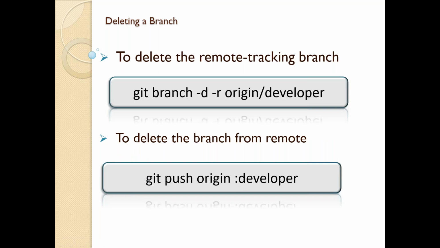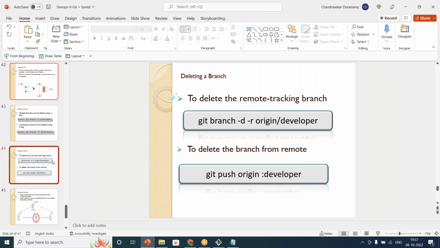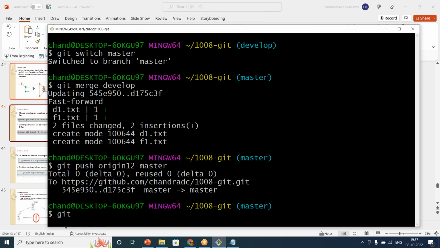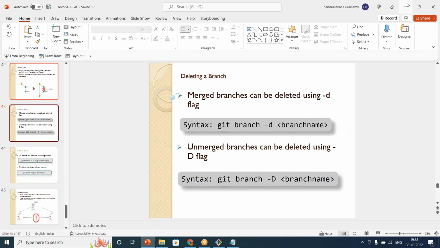Okay, delete the branch. And then you can delete the remote tracking branch also. You can delete it like this: git branch -d -r origin, and you can remove the tracking. And to remove from the remote repository, you have to do this. Let's go and do it one by one. First, git branch -d branch name.